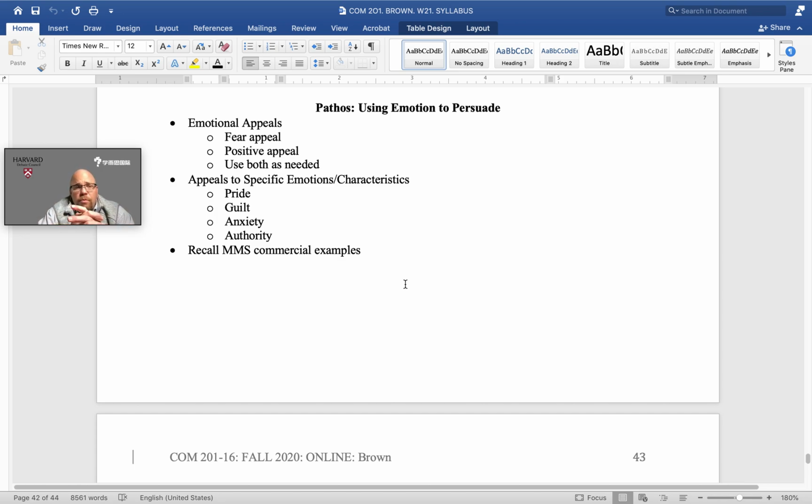Now, to be as thorough as you can, try to use both. And that doesn't mean that you take a ton of time for this, but plug both in. So you may say something like, continuing to smoke cigarettes puts you at a greater risk for cancer. And that's a serious problem, obviously. I mean, this many people die of lung cancer a year.